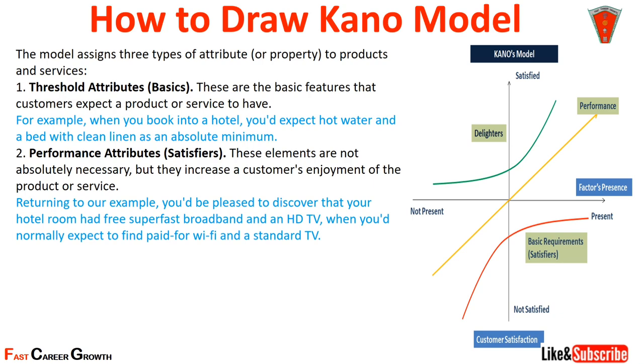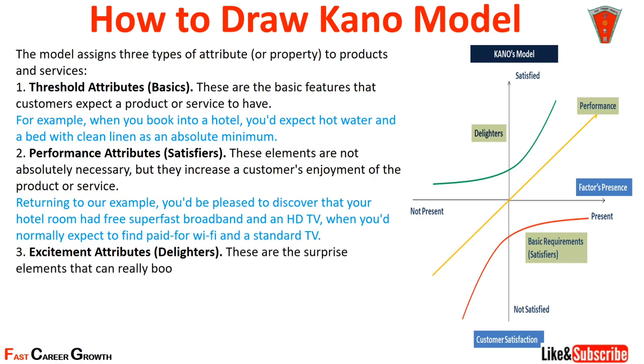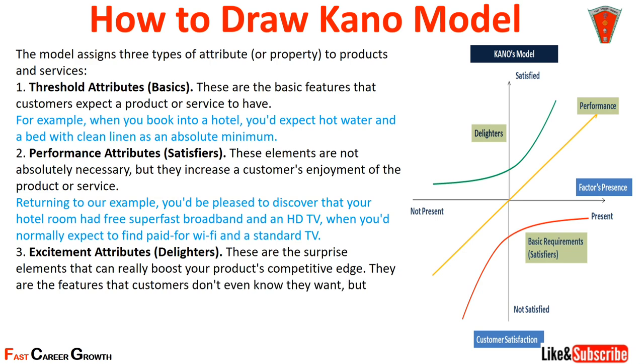Then the third one is the excitement attribute, that is delighters. These are the surprise elements that can really boost your product's competitive edge. They are the features that customers do not even know they want, but are delighted with when they find them.